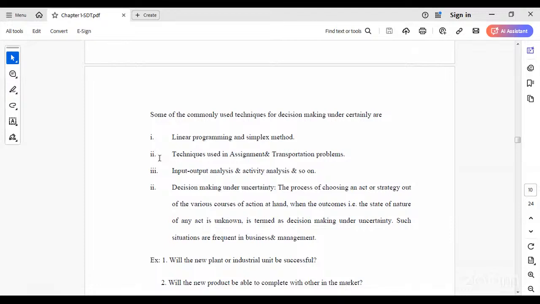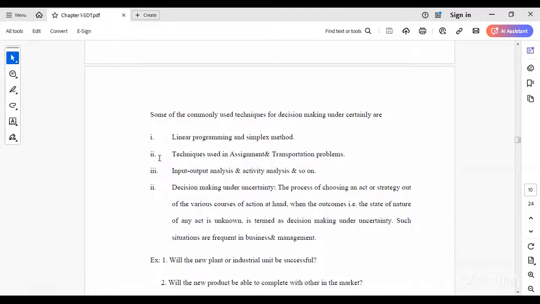Decision making under uncertainty is the process of choosing an act or strategy out of various courses of action at hand, when the outcomes, that is, the state of nature of any act, are unknown. Such situations are frequent in business and management.